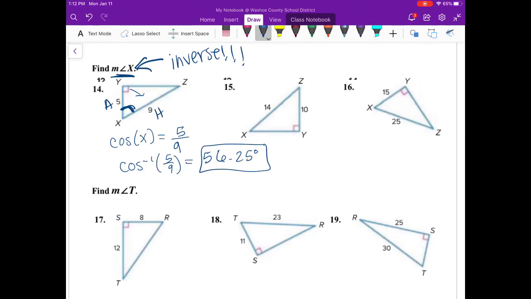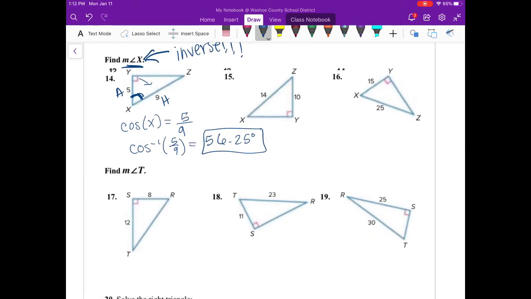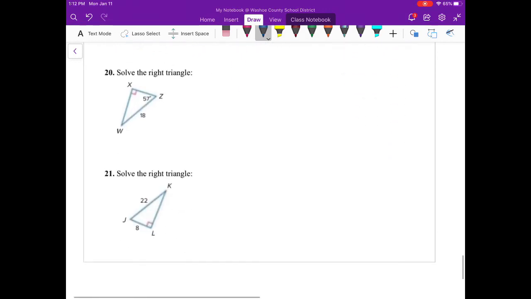Okay, and you're going to do that for these 6. For the first 3, you're going to use the X angle. For the next 3, you're going to find T for all of those. And then lastly, 20 and 21. We're going to make 21 a challenge problem if you want to go ahead and do it, just because these require a little bit more work.